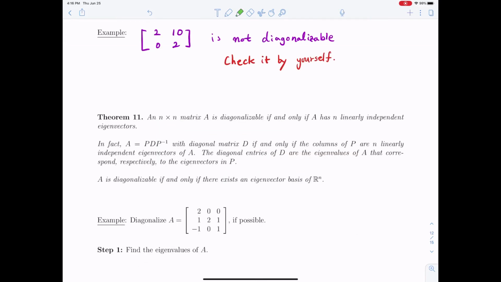Basically, to summarize the argument above, an n by n matrix A is diagonalizable if and only if A has n linearly independent eigenvectors. When you diagonalize the given matrix, the columns of P are n linearly independent eigenvectors of A, and the diagonal entries of D are the eigenvalues of A that correspond respectively to the eigenvectors in P. So the order really matters in this case. And moreover, if you have n linearly independent vectors, then we can form a basis for R^n.